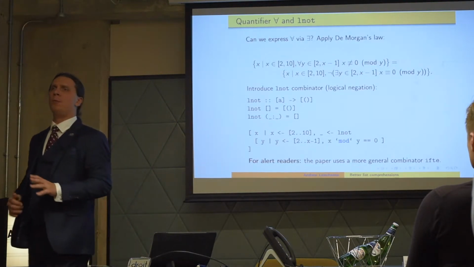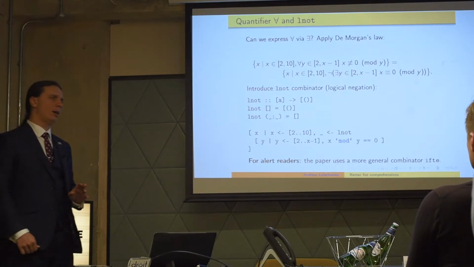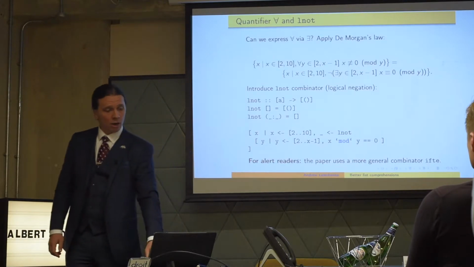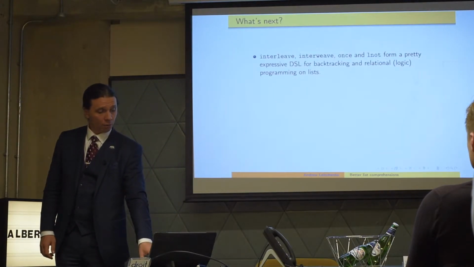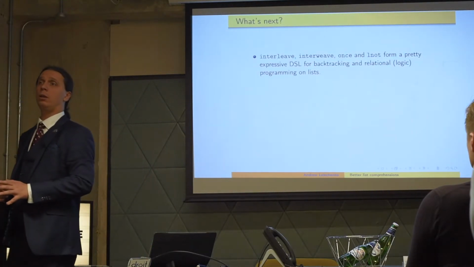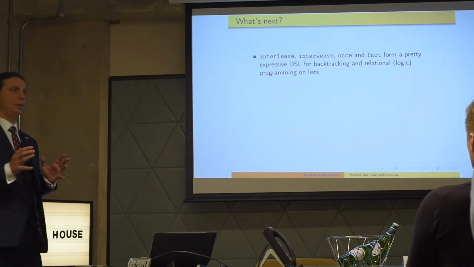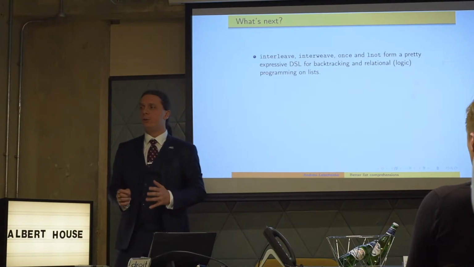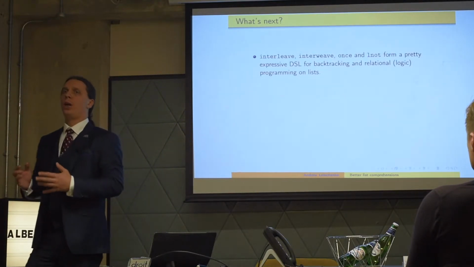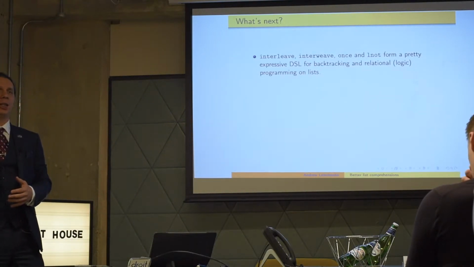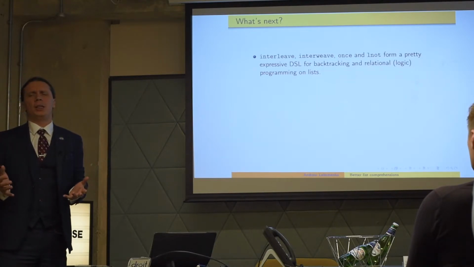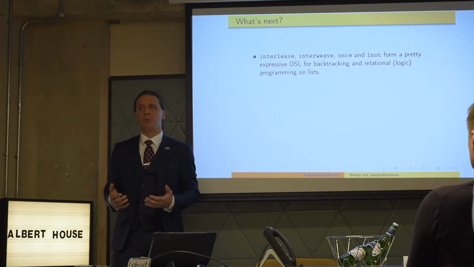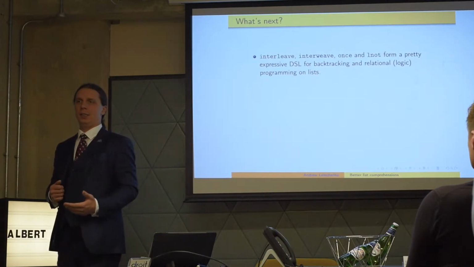The paper defines more general combinators. I'm kind of rounding some edges here. What next? So we discussed list comprehensions, and we discussed how we can introduce more operators to make list comprehensions in Haskell and basically other languages as well. How can we make them more useful to cover more use cases?